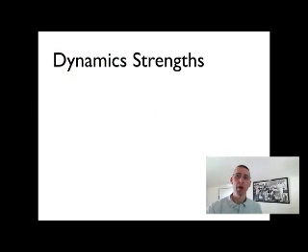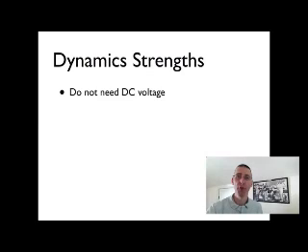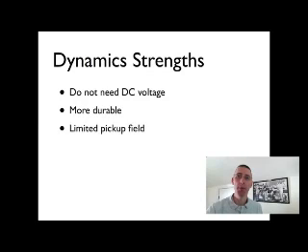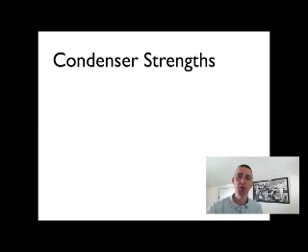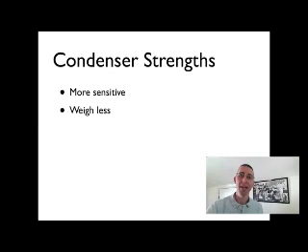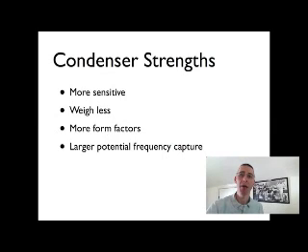Each style has its strengths and weaknesses. Dynamic microphones' strengths are that they do not need DC voltage to operate, are more physically durable, have a more limited pickup field, and can easily be managed in a concert or uncontrolled environment. Strengths of condenser microphones are that they are more sensitive to subtle sounds, weigh less because of a lack of a permanent magnet. Due to their circuit, these microphones can be produced in many more form factors and have the ability to capture a larger frequency range due to their higher sensitivity.